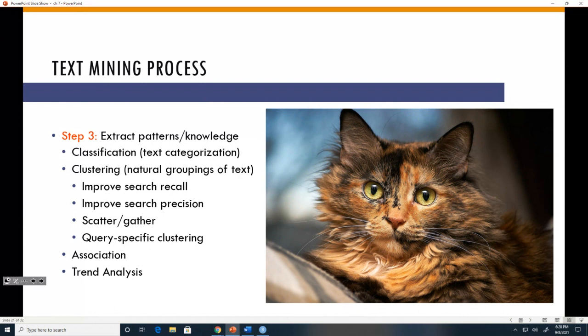We can also use clustering, which uses pre-classified training examples to classify new examples. It is used for improved search recall and precision, scatter gather, which creates a sort of table of contents from browsing, or a query-specific cluster, which employs a hierarchical approach. The last one is association mining, which we will discuss more next week when we talk about regular data mining, and discovers relationships between variables in large databases. We can also use trend analysis to identify key concepts and how they are trending over time.